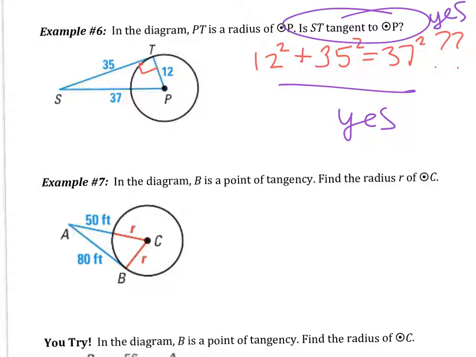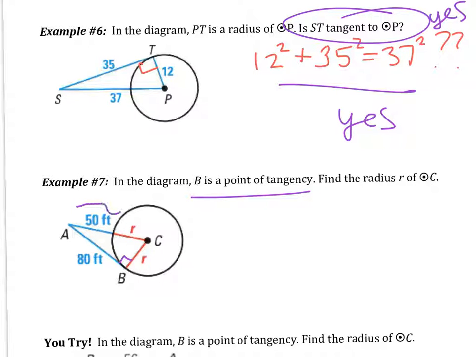Okay? All right. In example number 7, the reason why we focused on what we did yesterday with our factoring review is the first thing you have to understand: it's telling us B is a point of tangency. The point of tangency is the point where it's tangent. That means that this is a right angle. Okay, so we have a right triangle. We can use the Pythagorean theorem, like Philip said, to solve for R.